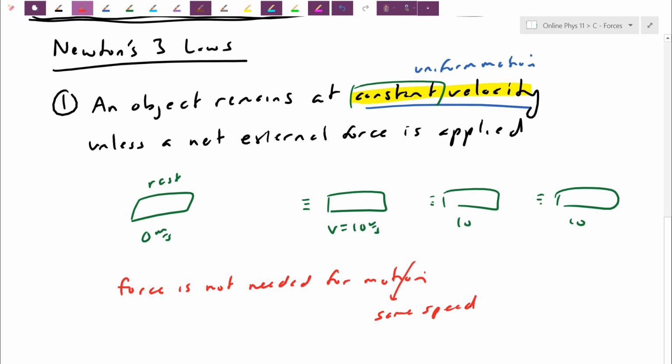So this law can be thought of as: as long as you're not doing anything to the object, it just continues doing what it's doing. If it was at rest, it's going to stay at rest. If it was slowly sliding along, it can be moving at 10, no problem. It's just going to keep moving at 10 until you do something to it. What can you do to it to push it out of this law?